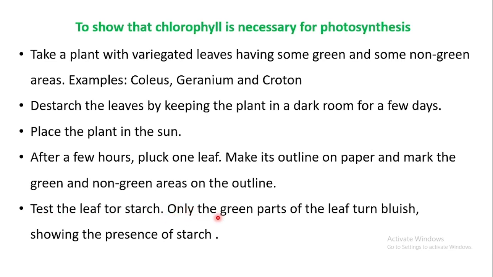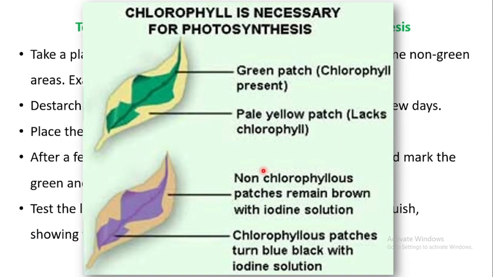You will be amazed to see that only the green parts of the leaf will turn bluish black, showing the presence of starch. So see here. When we do the same iodine test on these variegated leaves, you will see that the green patch in which chlorophyll was present turned blue-black, whereas the yellow part did not turn blue-black, showing the absence of food. So it is clearly shown that only the green part had chlorophyll, and that is why it produced food. Is that clear? That is why starch is produced here, and no stored starch is there because we have already de-starched the leaf.